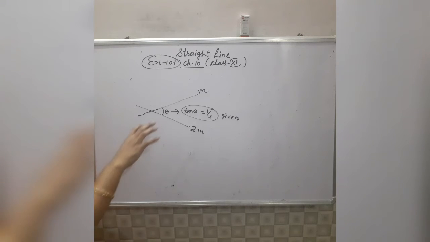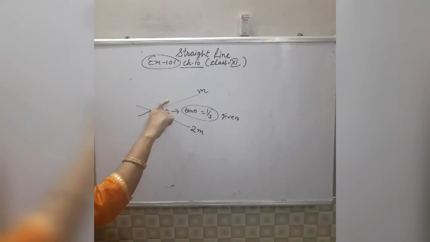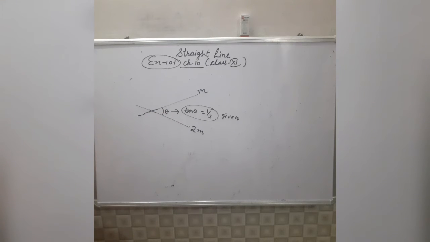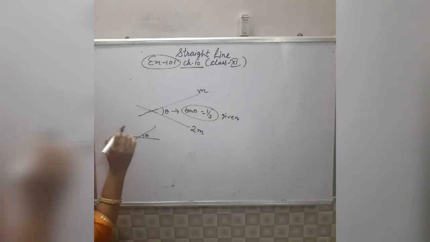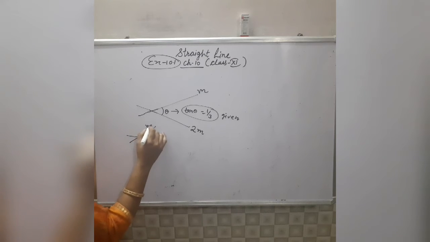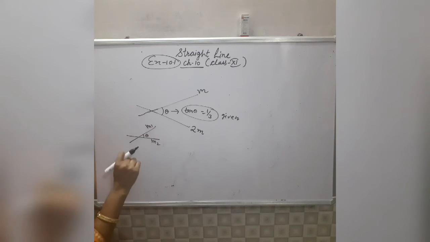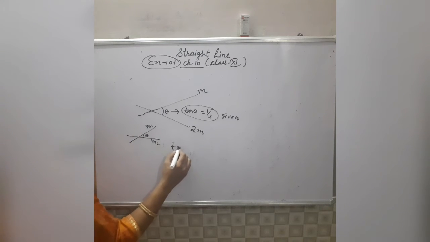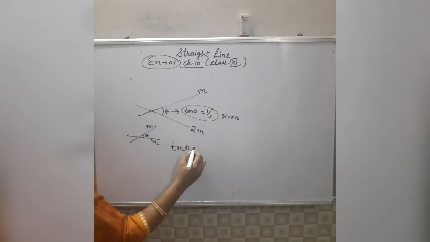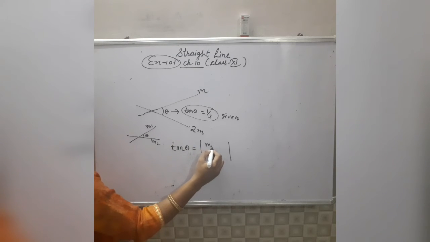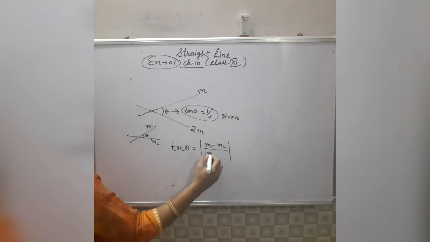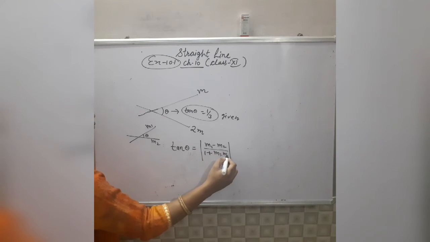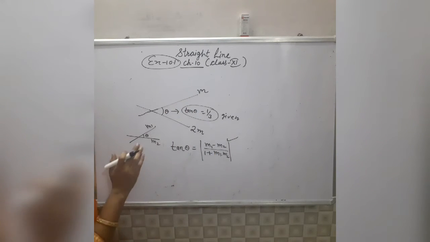It is not given whether these two lines are parallel or perpendicular, just that the angle between them is theta. Now see, if two lines are neither parallel nor perpendicular, and there is an angle theta between them, and m1 and m2 are the slopes of these two lines, then what is the formula for the angle? Tangent theta equals mod of m1 minus m2 divided by 1 plus m1 into m2. We will use this formula here in this sum.